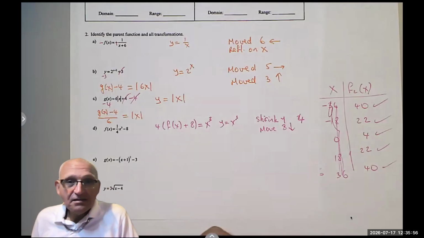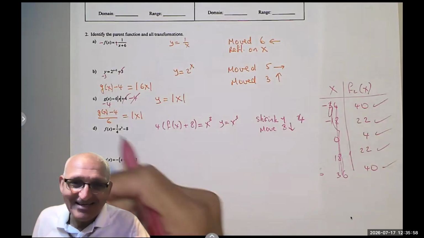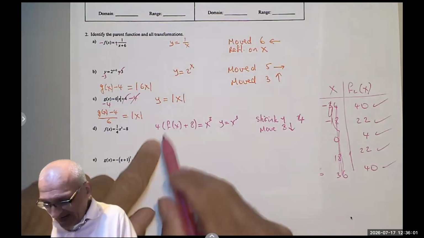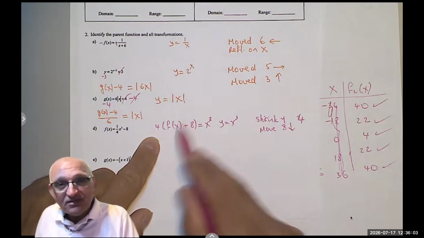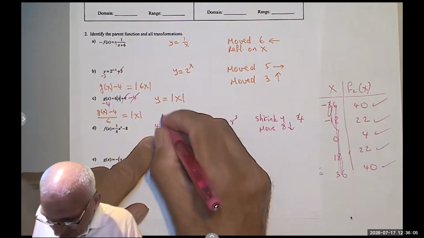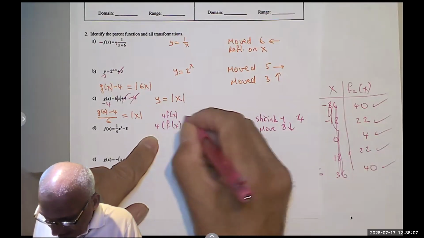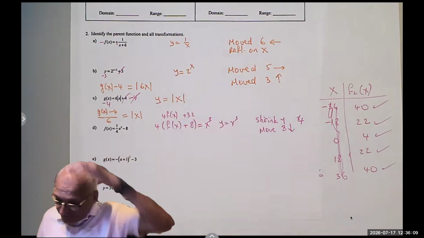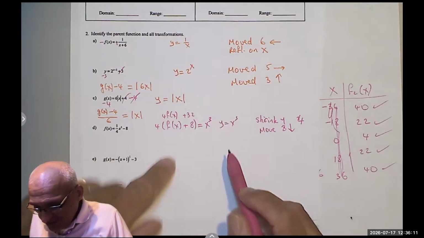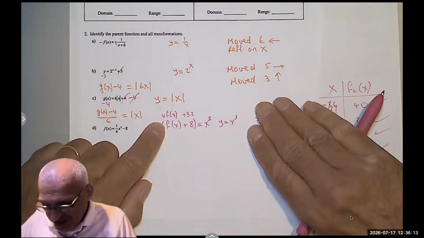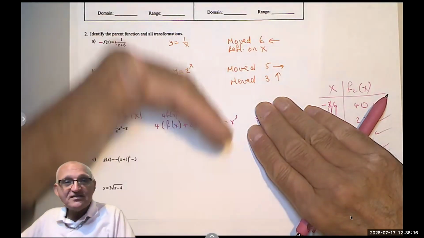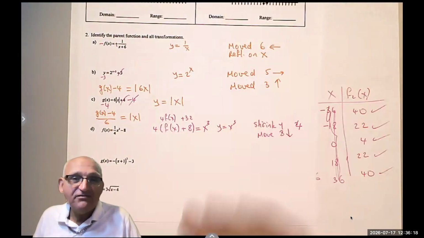By the way, don't do that. Don't do that at home or in class. I could have distributed the 4. So I would get 4 f of x minus 30 plus 32. So I could have said, no, I don't start by shrinking. I'm going to move 32 units down and then shrink by a factor of 4.